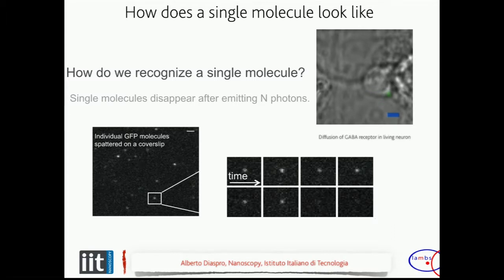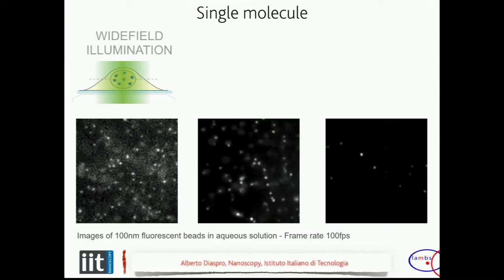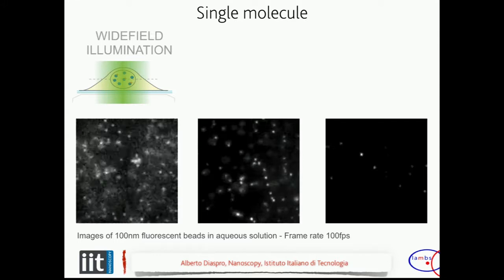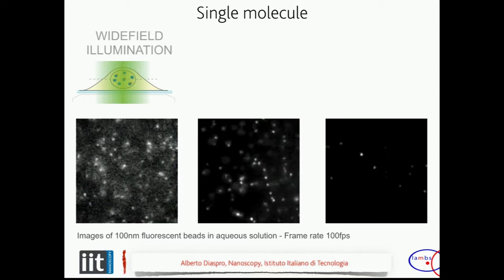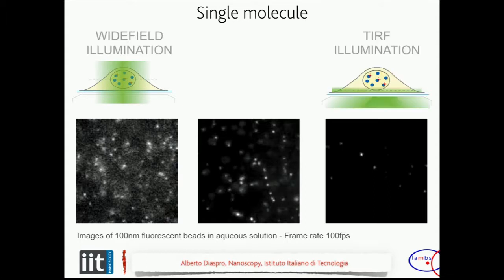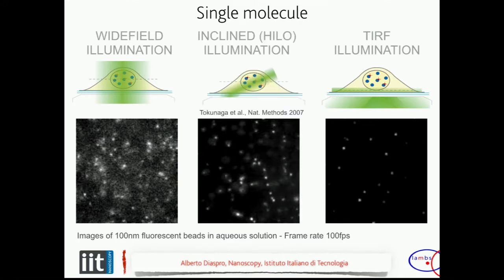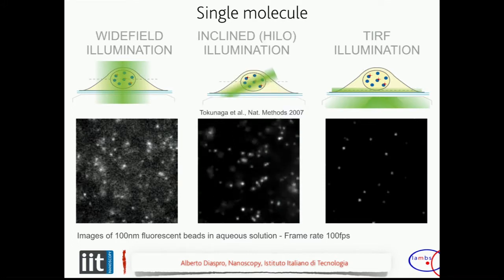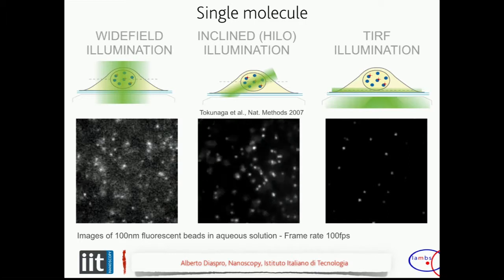And you have different ways of getting images from single molecules. You can have conventional illumination. These are single molecules, or could be single molecules. Or you can have a surface illumination. I don't know if you talked about TIRF, but you have an illumination occurring only at the surface. Or you can have some other mechanism reducing some background. But more or less, this is what you get.